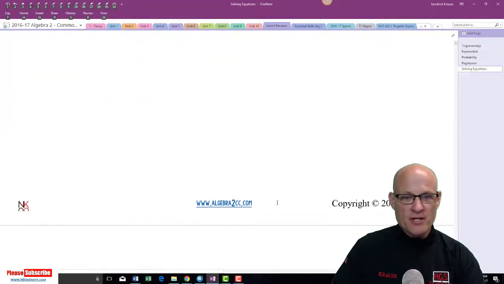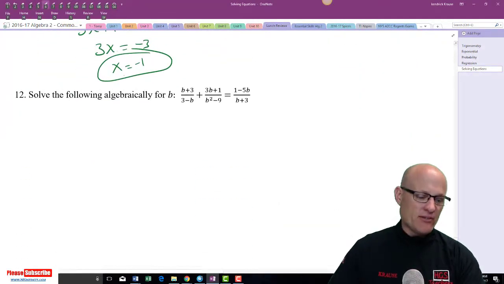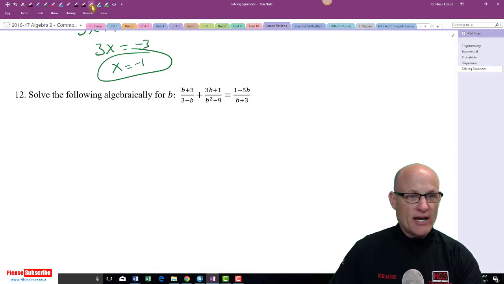All right, one last one. Another behemoth problem. And the reason it's a behemoth problem is for the same reason. We got this thing right here.